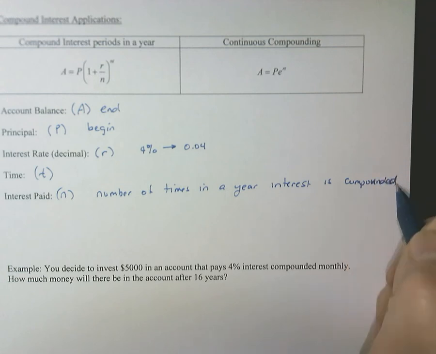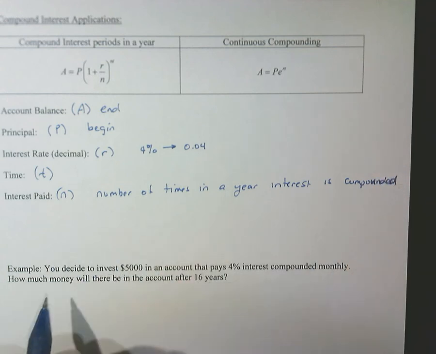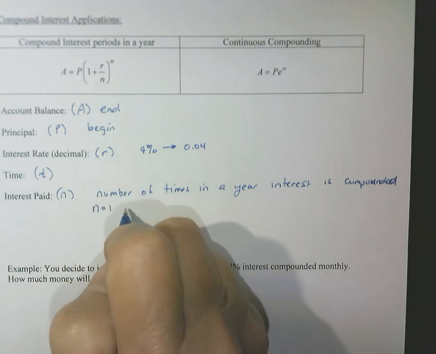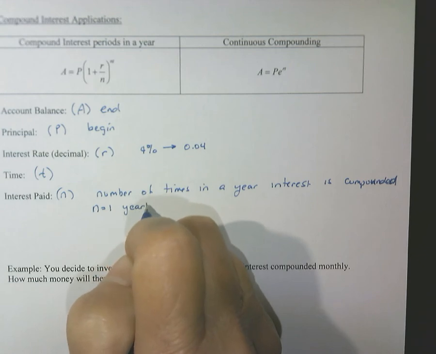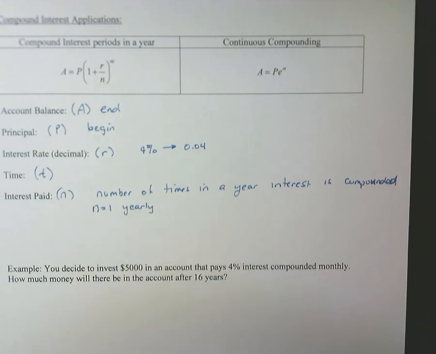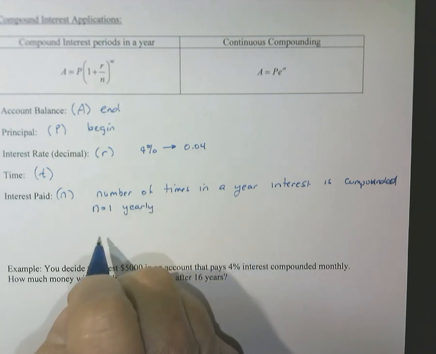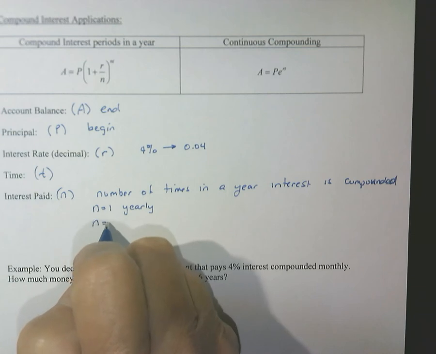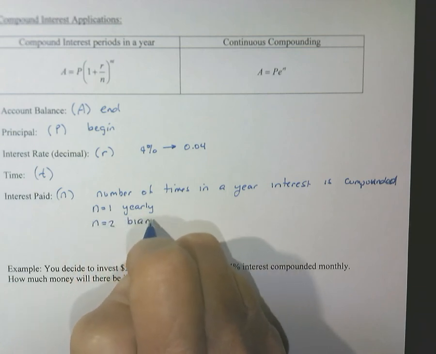So there are some standards. There's a lot of different ones. If something is compounded yearly, once a year, n is equal to 1. If money is compounded biannually, bi means 2, so n is going to equal 2 for biannually.